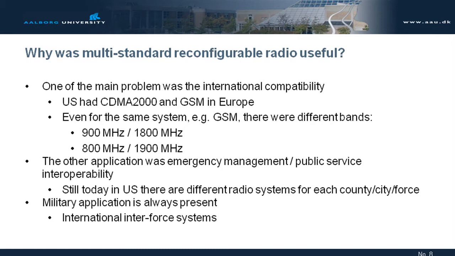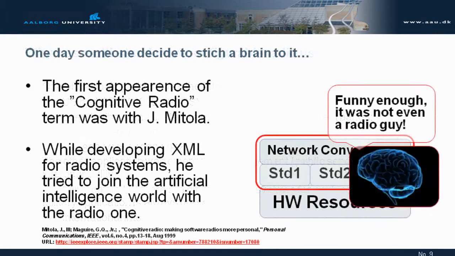It's the typical application. We have a network connection problem. Let's see if it works here. So now we know why software-defined radio was useful.